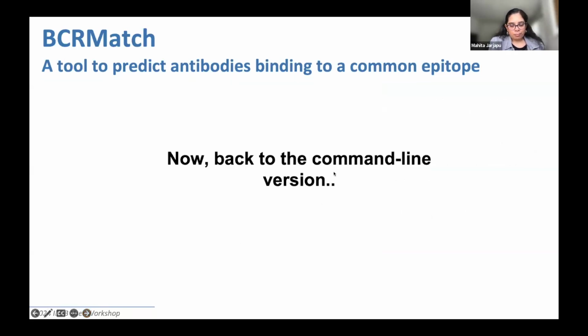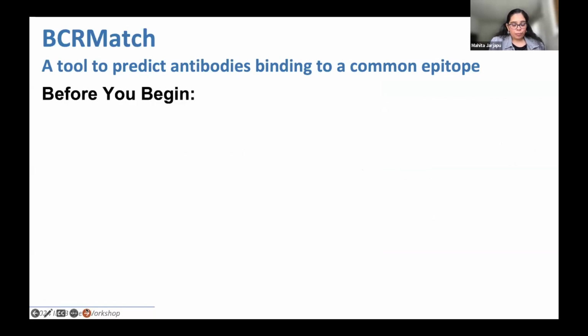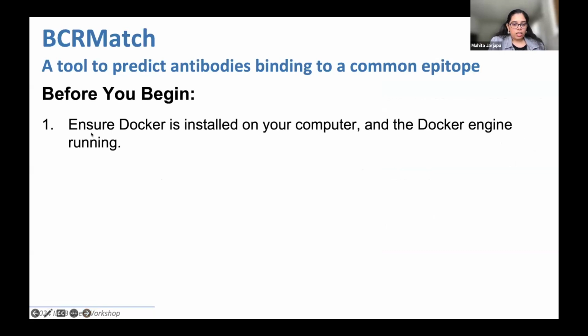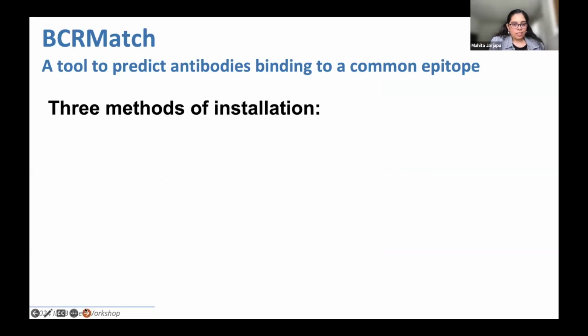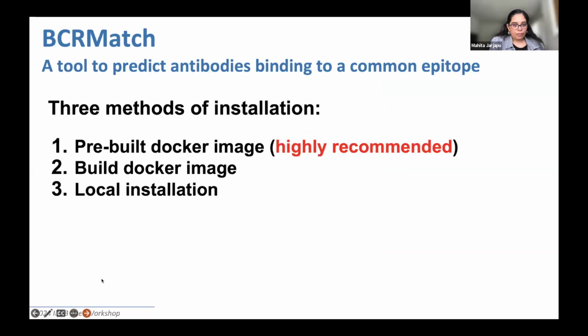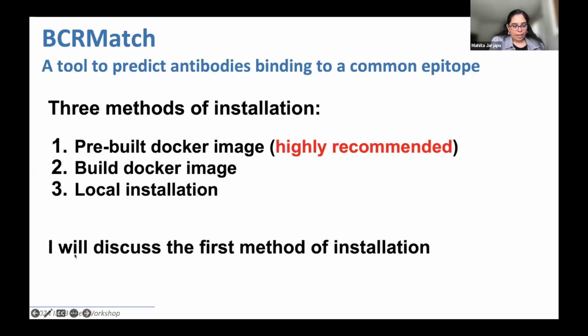Now let's come back to the command line version. To get started, you need to ensure that Docker is installed on your computer and the Docker engine is running. There are 3 methods to install the command line tool. The first is the pre-built Docker image, the second is building the Docker image, and the third is a local installation. I recommend using the pre-built Docker image, and I'm going to talk about the first method of installation.